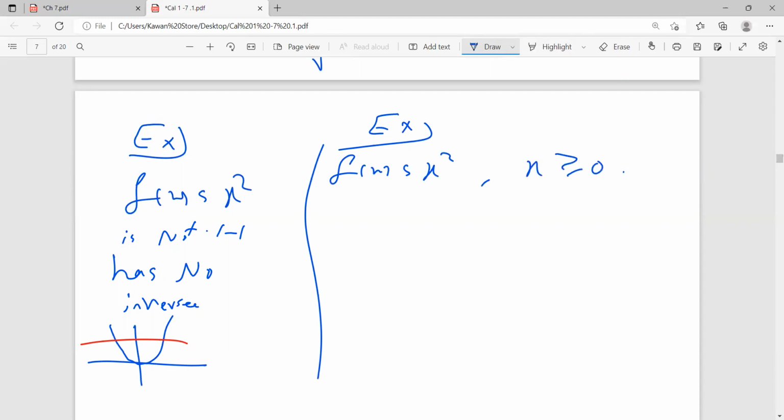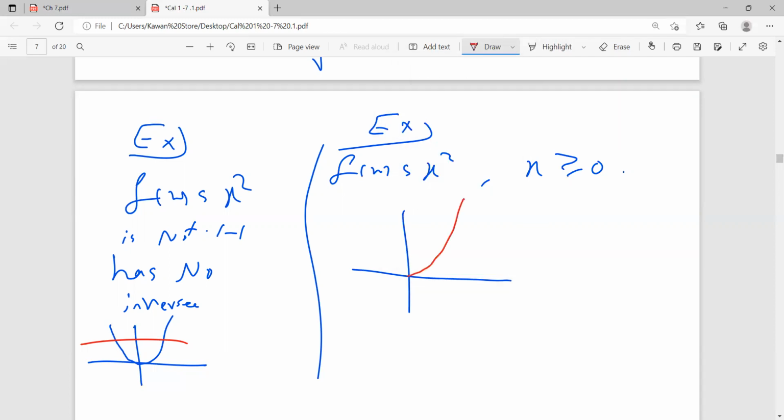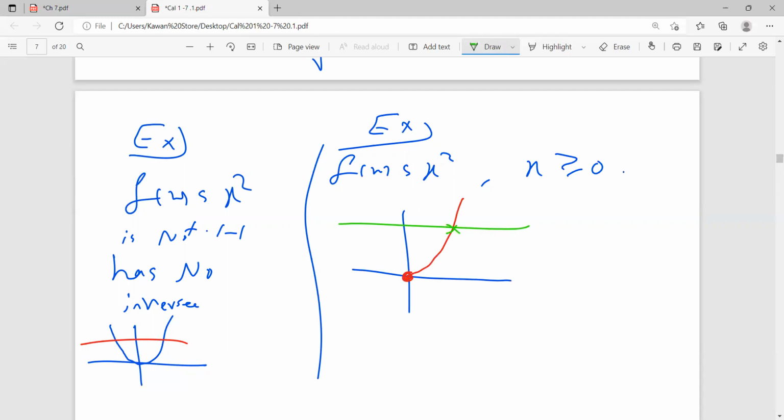Now is this function one-to-one or not? Is one-to-one? Yes. Why? We changed something, right? If I sketch it, you can see here's the graph. Understood? If you use the horizontal line test, you can see it is one-to-one. So careful, that case is called restricting the domain. What do you mean by restricting?